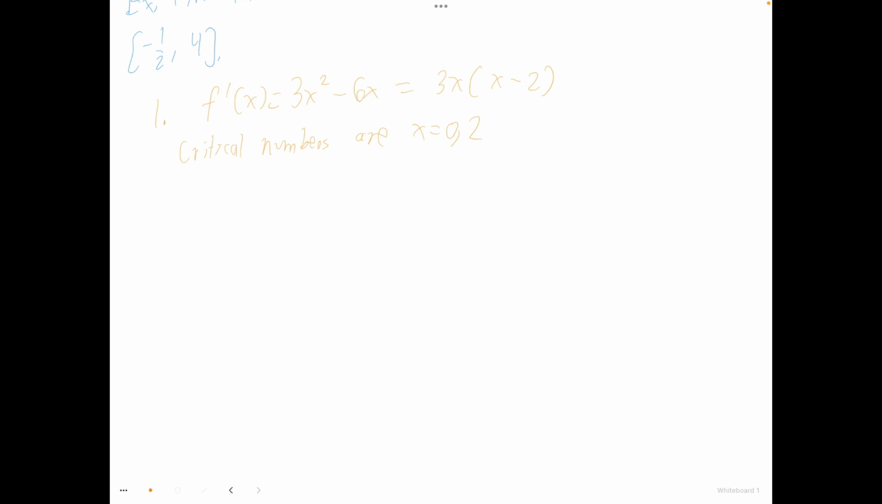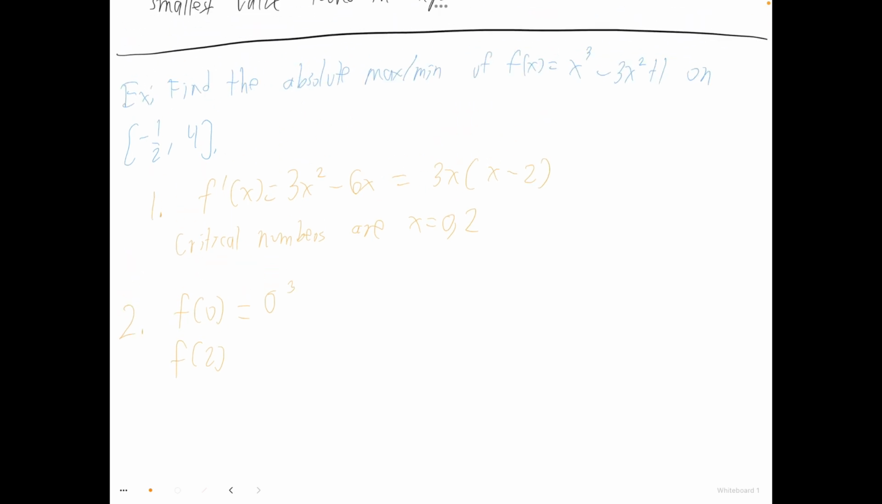Now, for step 2, we're going to plug these values into the original function. So we want f of 0 and f of 2. Well, for f of 0, we get 0 cubed minus 3 times 0 squared plus 1. So we get out 1, and at 2, we have 2 cubed minus 3 times 2 squared plus 1, which, plugging those in, we get out a value of 8 minus 12 plus 1. So we get minus 3. Okay, so that's f of 0 and f of 2, which is step 2.